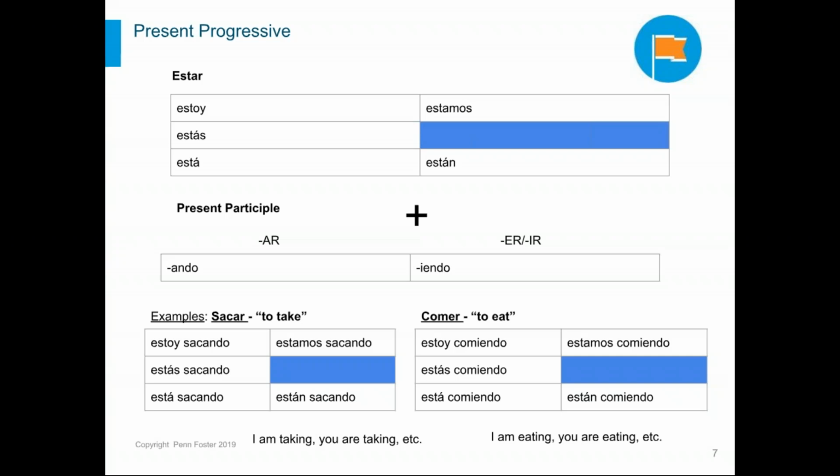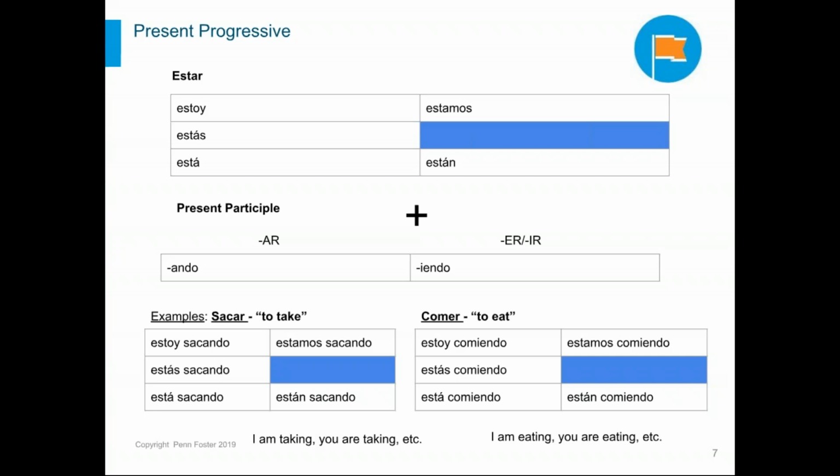And again, the present participle in English ends in ing. In Spanish, if it's an AR verb, the equivalent to ing would be ANDO, as you see on the left side in the middle. And the equivalent for ER verbs to ing would be IENDO. So you have some examples of sacar and comer in the present progressive tense at the bottom of the screen here. To say that I am taking a test, or taking a picture, taking out the trash, you would say estoy sacando, it's happening right now.